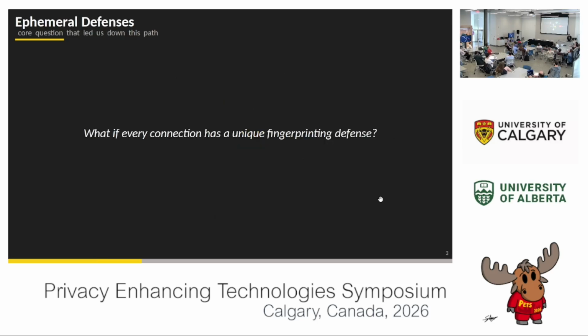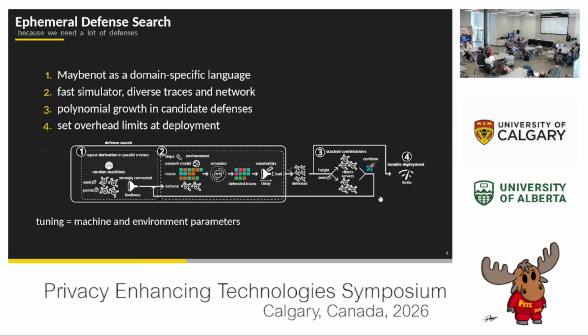The question that led us down this road in this paper was: what if every connection has a unique defense? We've been spending a lot of time building custom-made individual defenses, but what if every connection had its own defense? So in a sense, defenses were ephemeral, like ephemeral keys in TLS and the like. The first contribution towards this direction was to find a way to find a lot of defenses, because that's what we need. If they're ephemeral, we need a lot of them.